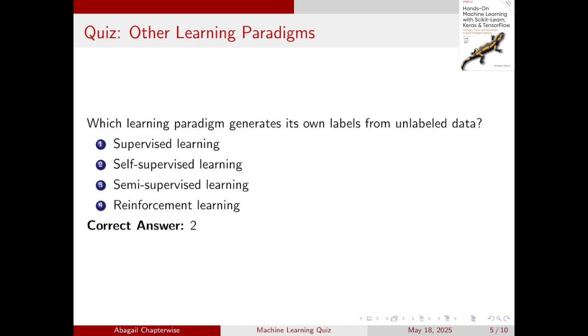The correct answer is 2. Self-supervised learning. This is often used in NLP and computer vision. The system creates pseudo-labels from patterns in the data itself, like predicting the next word in a sentence or filling in missing parts of an image.